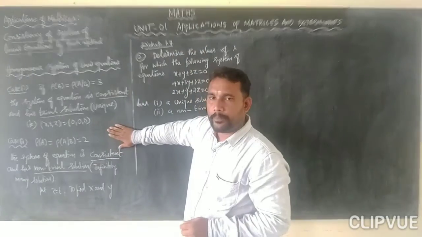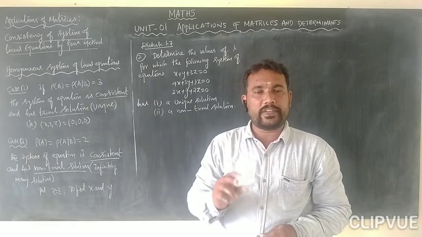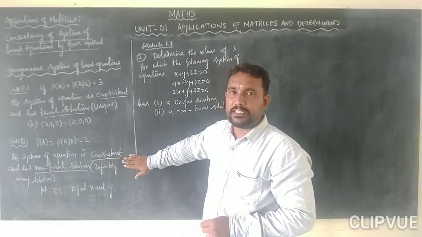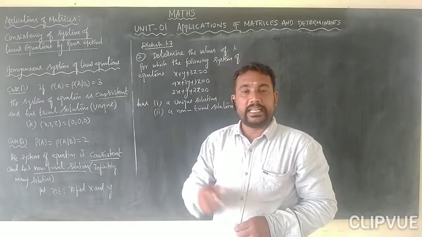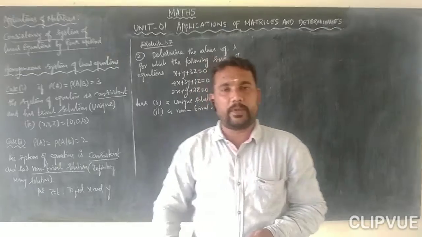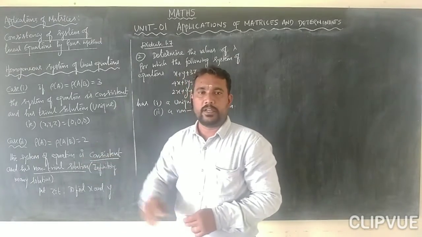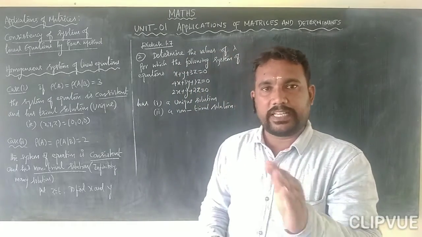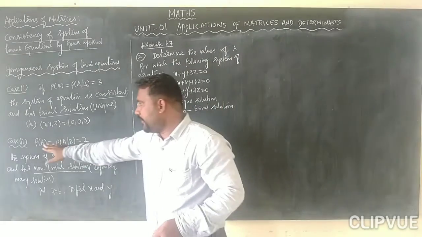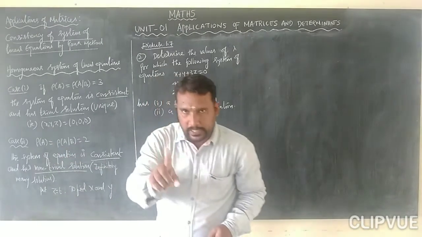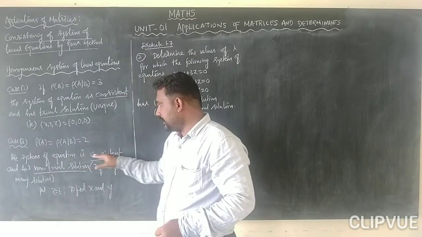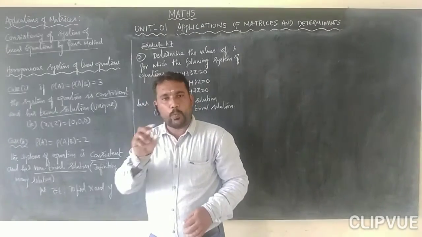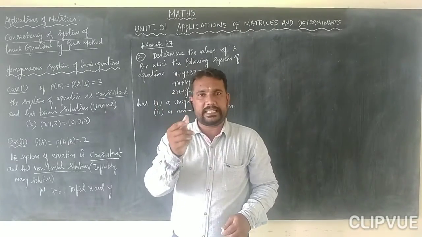Next, case 2: ρ(A) = ρ(A|B) = 2, which means the rank of the matrix is 2. The system of equations is consistent and has infinitely many solutions. Infinitely many solutions means non-trivial solutions. To find x and y, put z equal to t. Last case, same conditions: ρ(A) = ρ(A|B) = 1. The system of equations is consistent and has non-trivial solutions. Put z equal to t and y equal to x to find x.